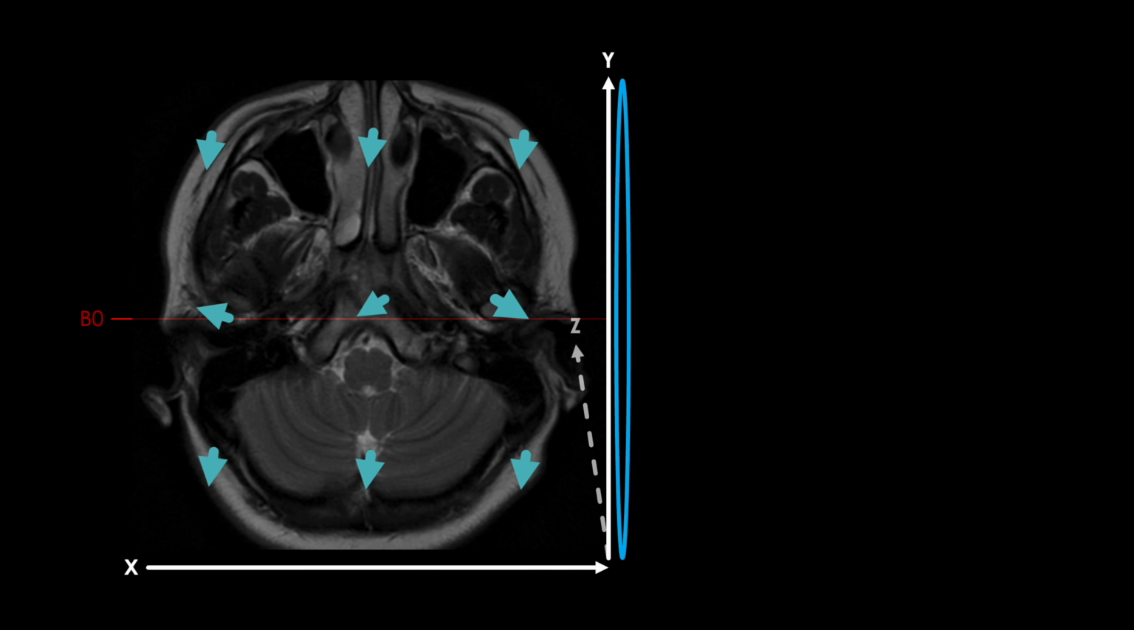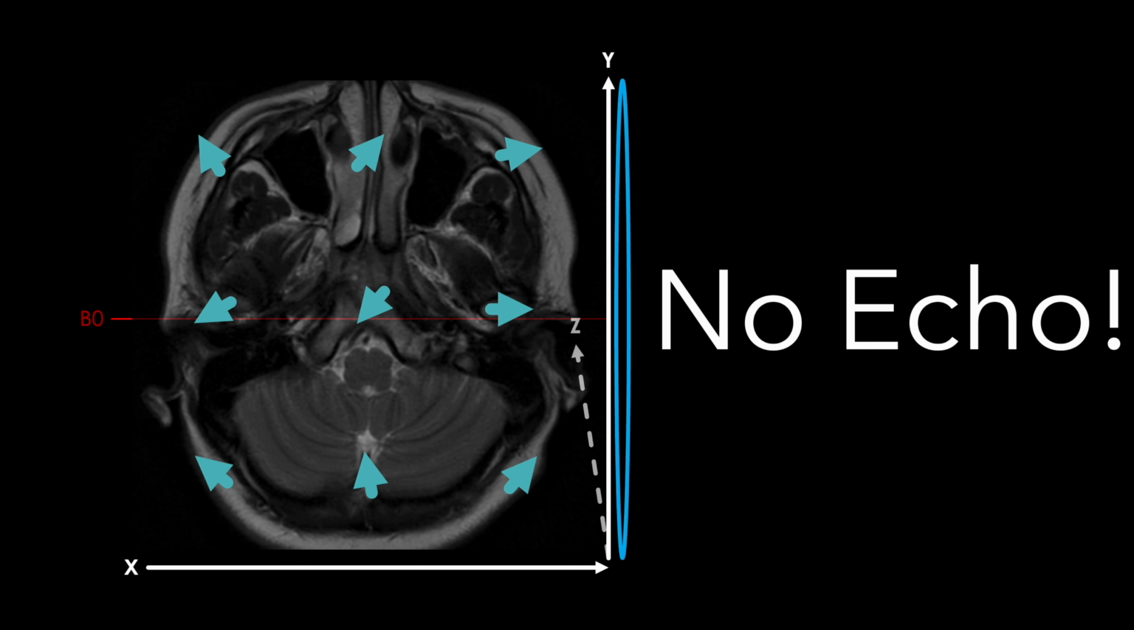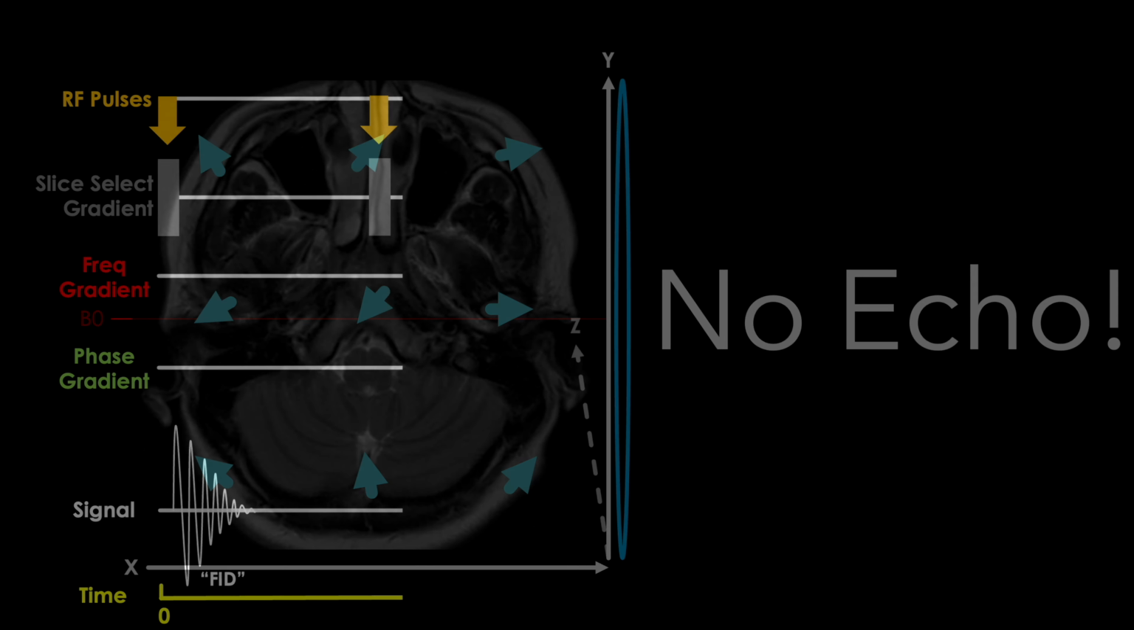The protons will keep spinning, getting more and more out of phase with each other as the T2 effects compound, eventually losing all sense of order, and as you see, no echo is generated. So we're back to square one.